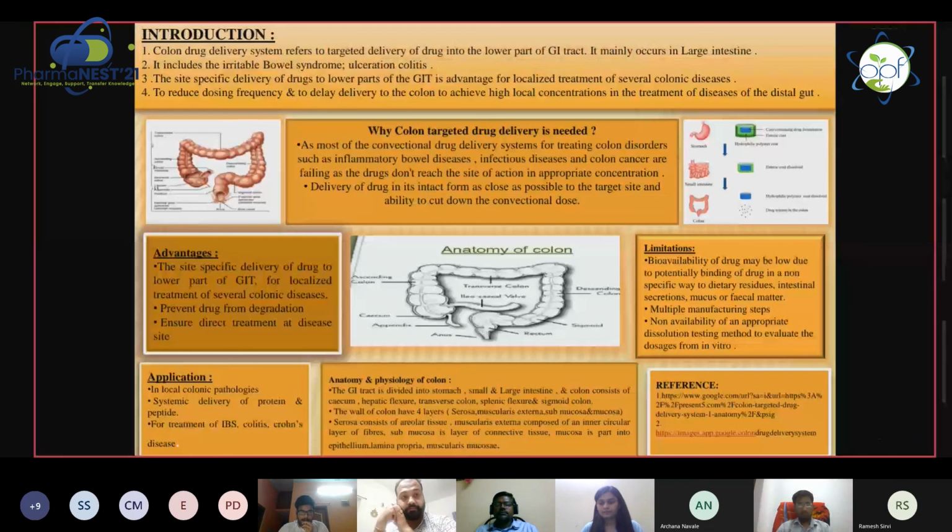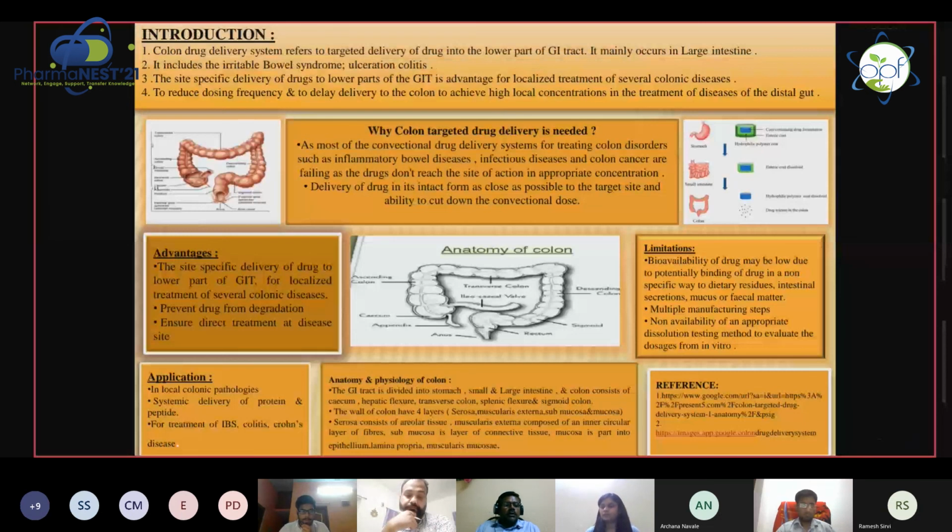Give an example of any drug which is used in this colon targeted drug delivery system for any particular disease. Ma'am, the drugs such as, ma'am, which undergo fast metabolism, for colon cancer. Not general examples. Give me an example of one drug and how it is delivered for which disease. Okay, no problem. I'm done with questions.